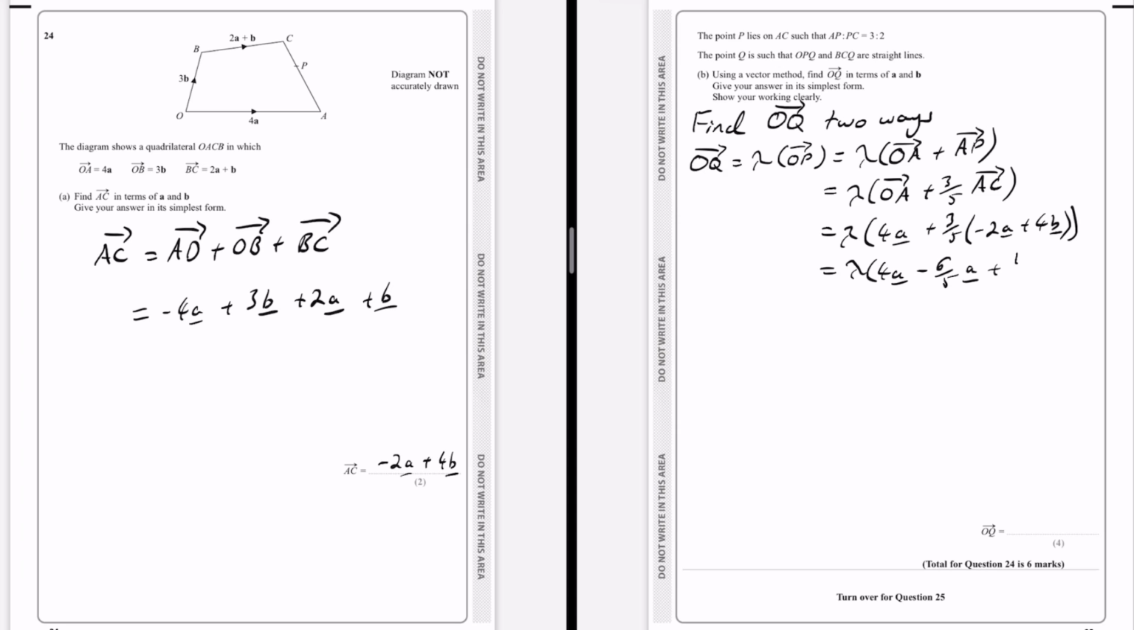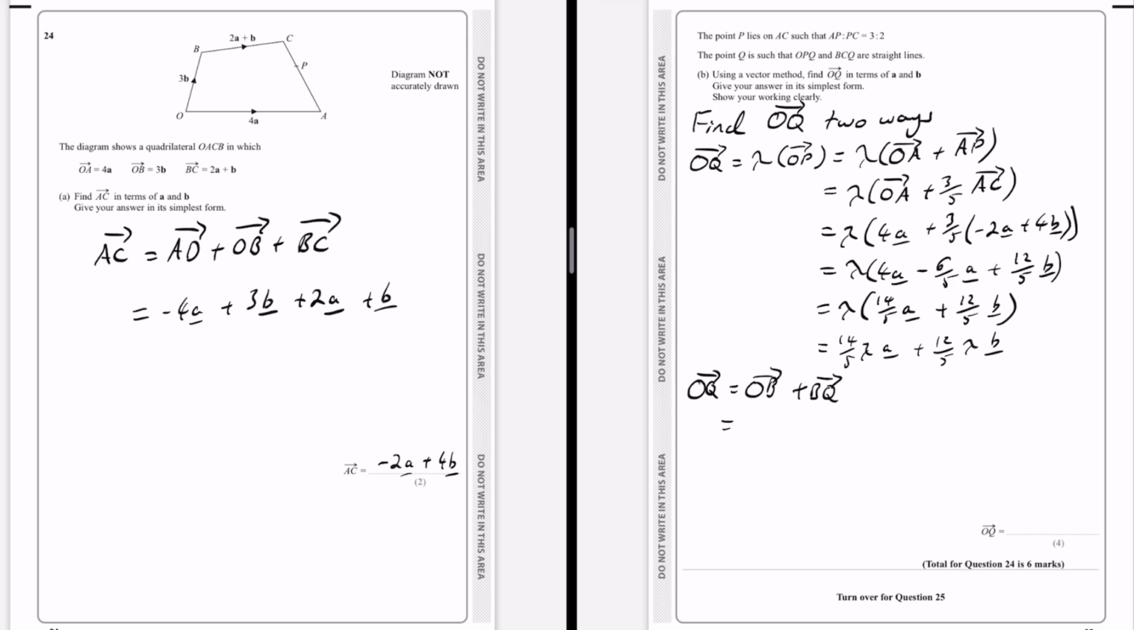I'm going to expand out the brackets now. This is a bit like algebraic simplification, and therefore we're going to have lambda lots of 14/5 a plus 12/5 b. Expanding the lambda out this time to get a full vector for O to Q in terms of lambda, we've got 14/5 lambda lots of a plus 12/5 lambda lots of b, and that's my O to Q in the first way. The second way of going from O to Q is actually slightly simpler, I think, which is to go from O to B and then from B to Q.